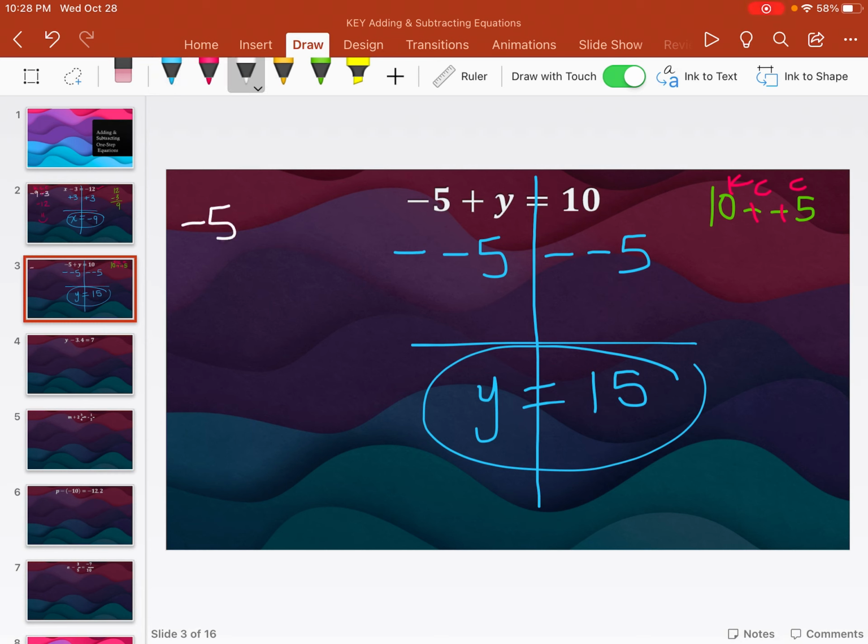So negative 5 plus 15, different sign, subtract. So I would do 15 minus 5, which is 10. The larger number was the positive 15, so positive 10. We got it right, and we get a happy teacher.